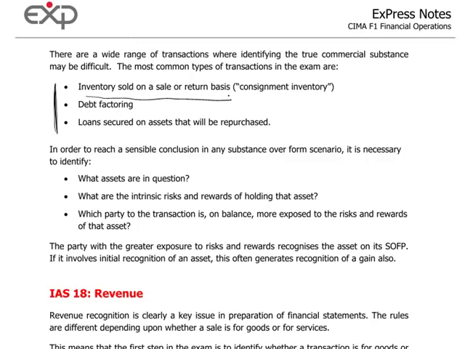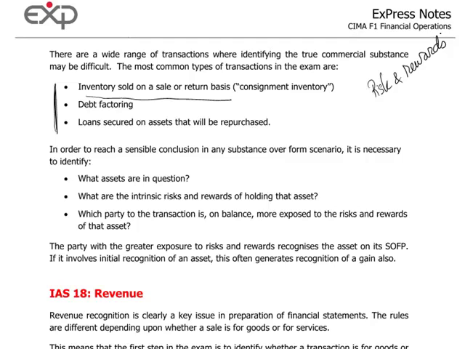The key thing when we investigate the commercial substance, and to ensure that commercial substance overrides its legal form for accounting records, we want to look at things like risk and rewards. So very much a professional judgment exercise where we want to identify the risks and rewards of that transaction and whether these risks and rewards were transferred by the seller to the buyer in effect. And depending whether most risks and rewards were transferred by the seller to the buyer, the particular transaction has to be recorded as a sale.